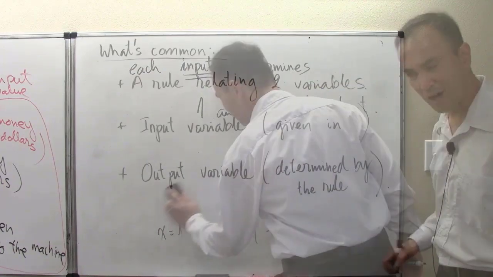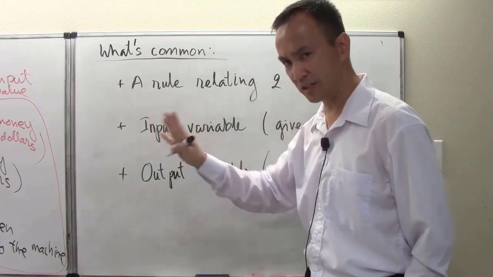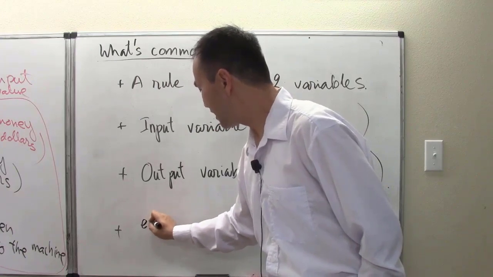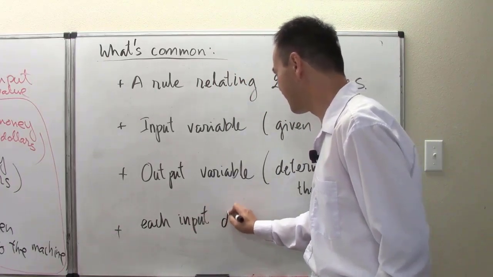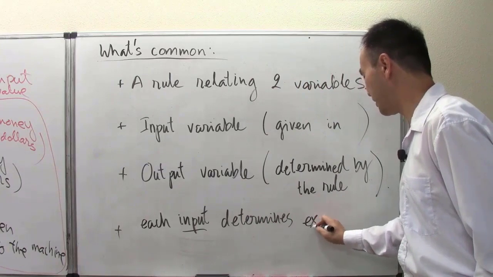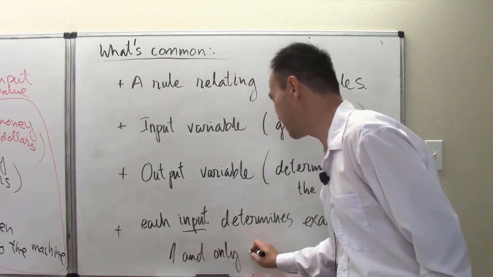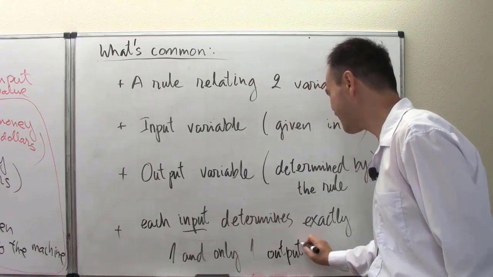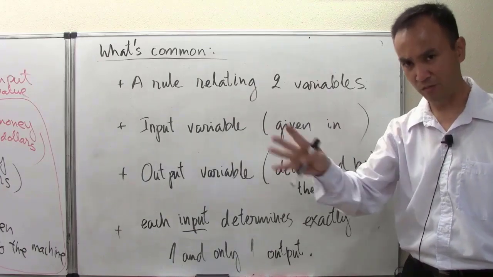All right, so I wrote these three down earlier, but that's not all the things that are common between the three examples. There's one more that I just now brought out. Each input determines exactly one and only one output. I'm making it extra strong about that statement. Each input, through the rule, determines exactly one and only one output.